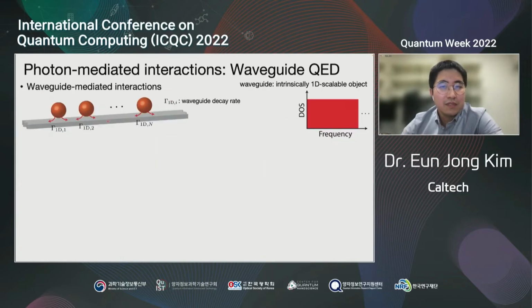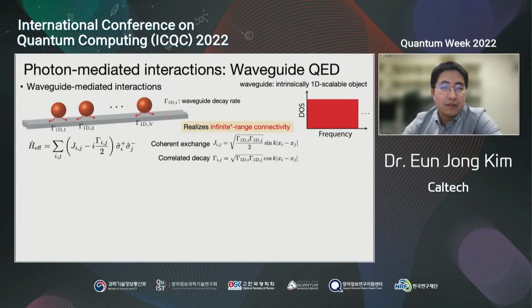To overcome this, we can imagine utilizing an intrinsically 1D scalable object, such as a waveguide, which forms a continuum of modes across a wide range of frequencies. And in a setting where emitters are coupled to a common waveguide at a decay rate gamma 1D, it can be shown that there are two processes called the coherent exchange interaction and the correlated decay, both of which effectively have an infinite range. And this is described by this non-Hermitian effective Hamiltonian.